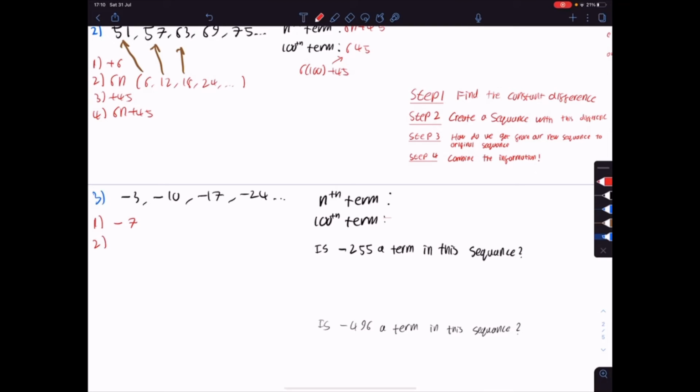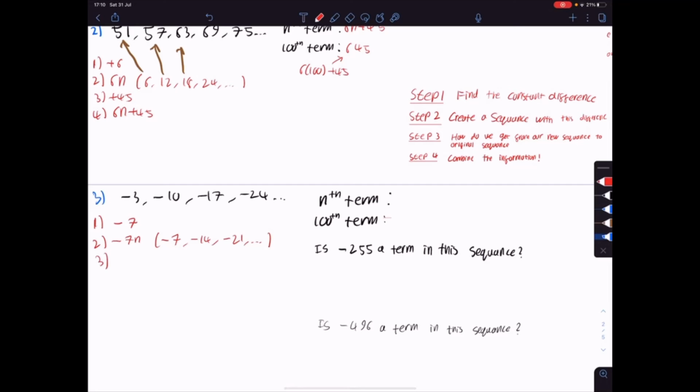Step 2. Create a sequence with this difference. So, we'll just have -7n, which is just the -7 times table. So -7, -14, -21, so on.